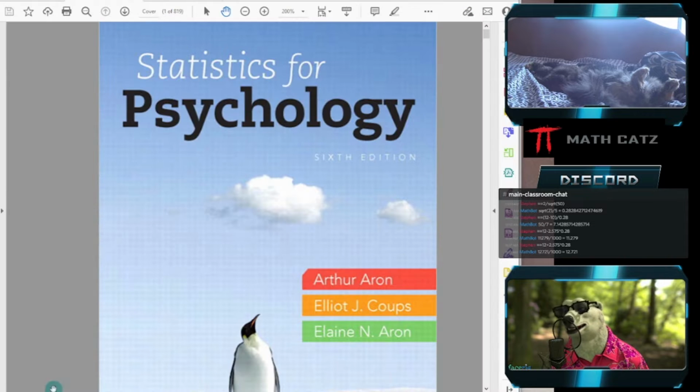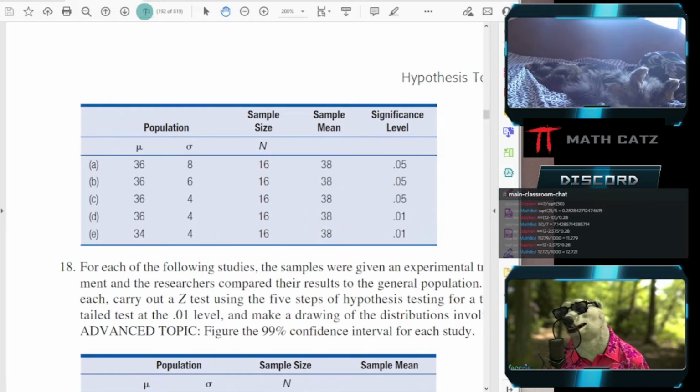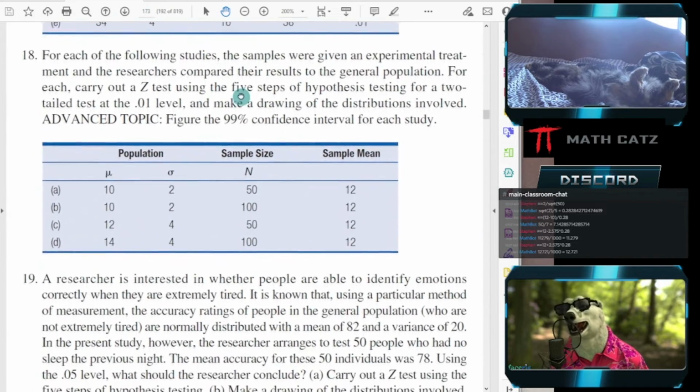Also a reminder that we will refer to problems in the statistics book. Very good introduction regardless of your discipline, but this one does focus a little more on psychology. Don't let that stop you from using this book. A very good introduction book. We're on page 173 today, number 18.